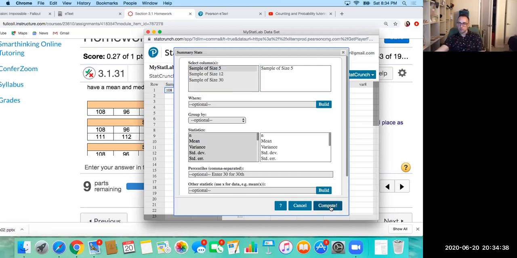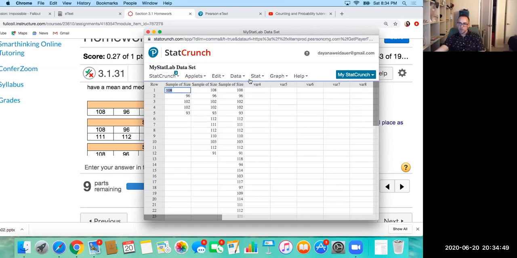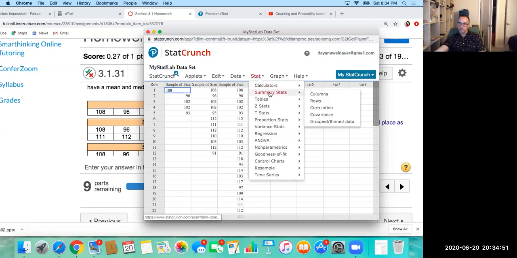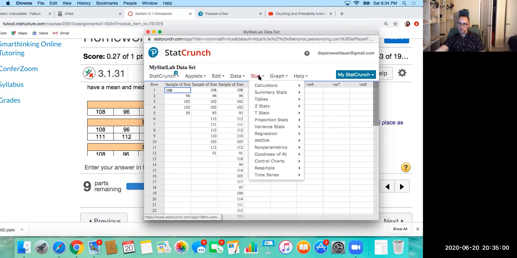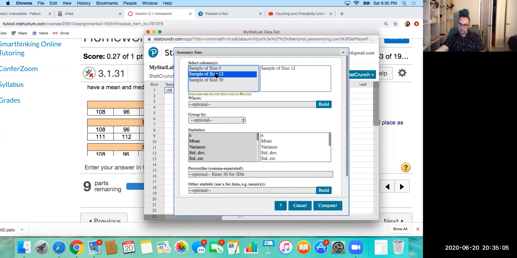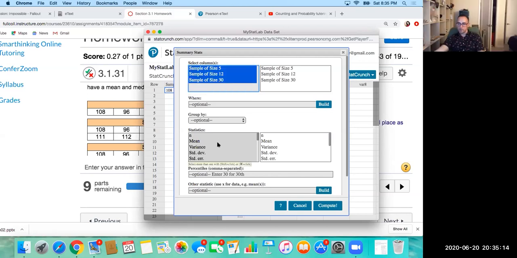I press Compute, and it gives me sample of size 5, and now I have the answer for the mean here and the median here, right? And then I close it and redo it: Stat, Summary Stats, Columns, and now I do 12, and then I just press Compute. But why not do them all at the same time? Yes, just select all 3 of them, go to median and mean.